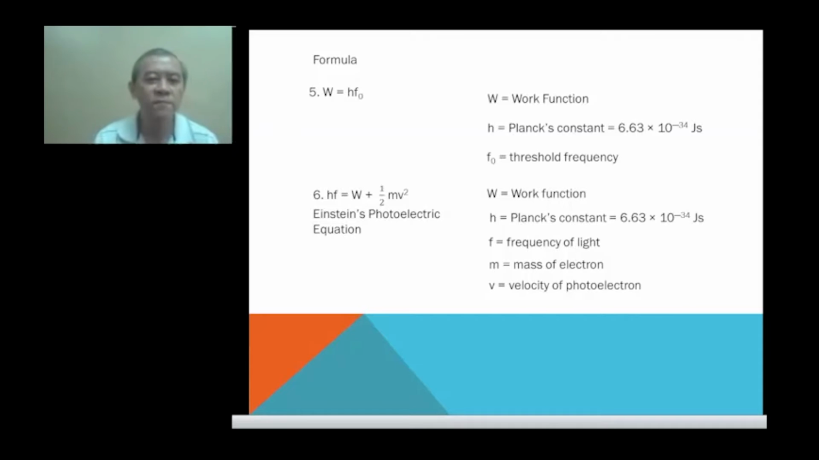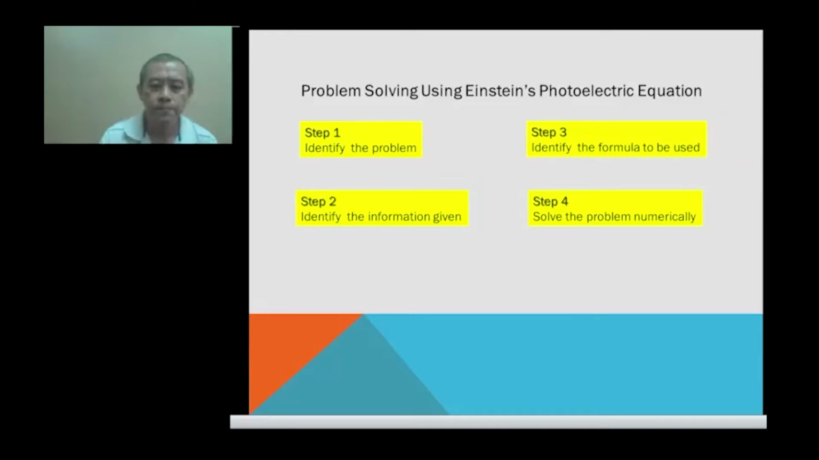Okay, the last one. hf equal to W plus half mv squared. Now this is what we call the Einstein photoelectric equation. W is the work function. h is the Planck constant. f is the frequency of light, and m is the mass of electron. v is the velocity of photoelectron.